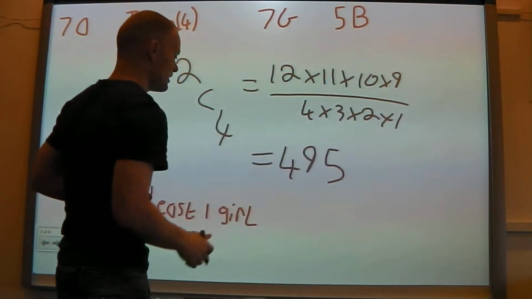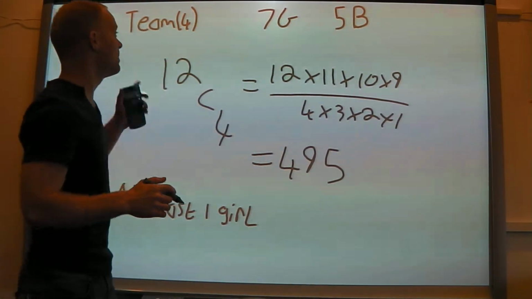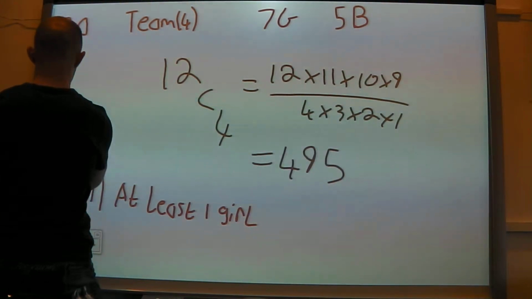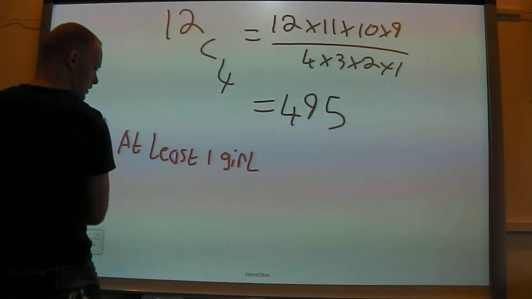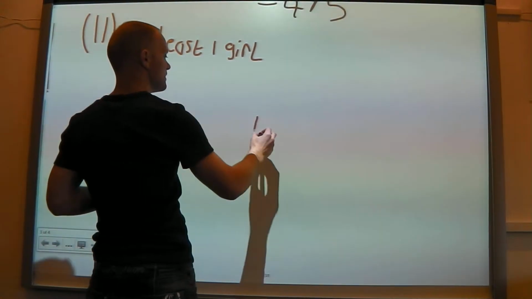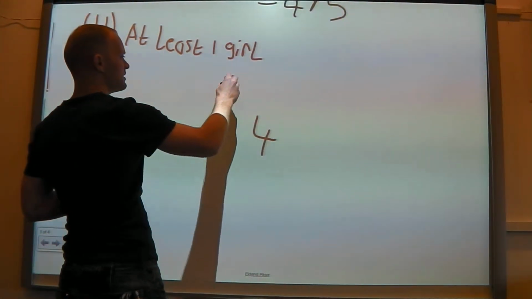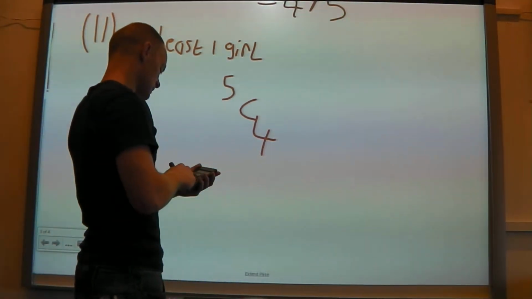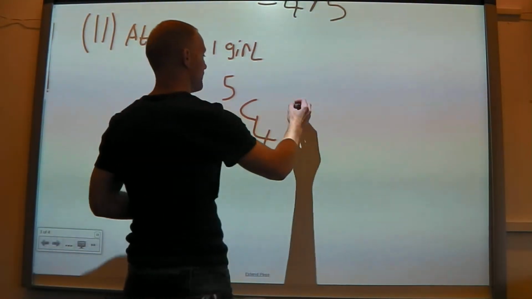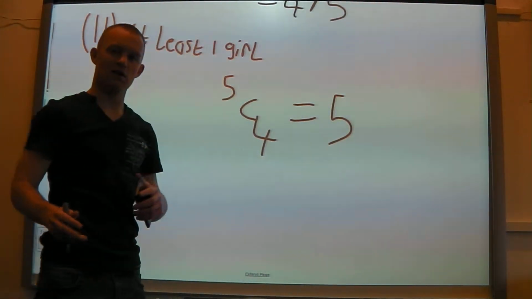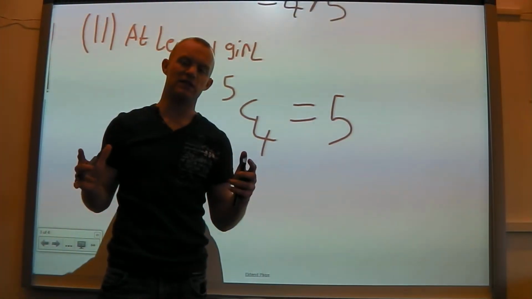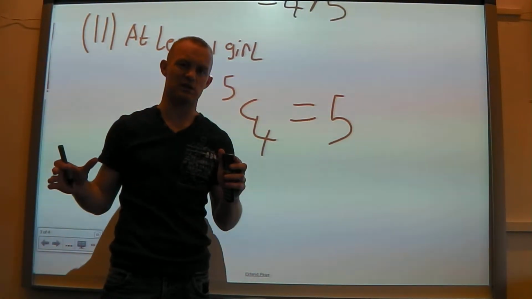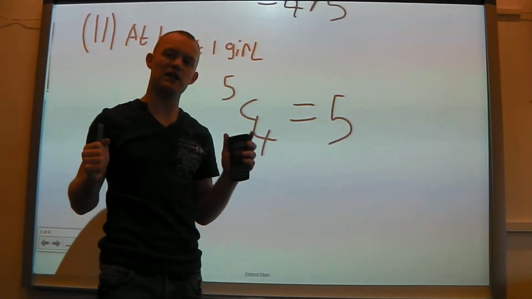You've got 5 boys, so how many teams are possible with 4 people out of 5 boys? Well, that's equal to 5C4. So you have 5 boys and 4 places in total. That's 5C4, which equals 5. So out of all those combinations, there's only 5 teams that can be all boys. So if there's only 5 teams that are all boys and 495 possible teams in total, then there are only 490 teams left.